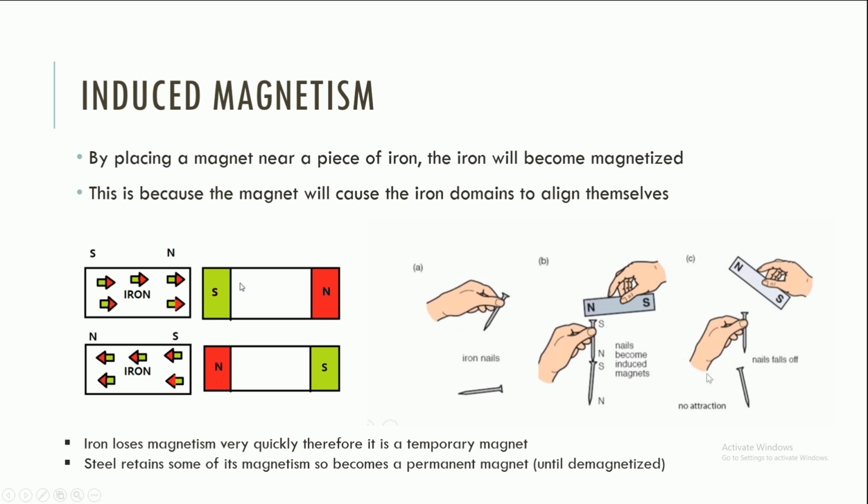Okay? And so if you take a look at this diagram over to the right here, this is a very practical example of how induced magnetism works, right? So if you put two iron nails next to each other, you will never get them being attracted to each other. There's absolutely no force, and that's because they aren't magnets quite yet. They don't have any sort of magnetism.